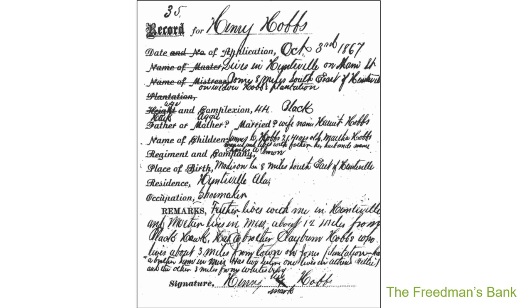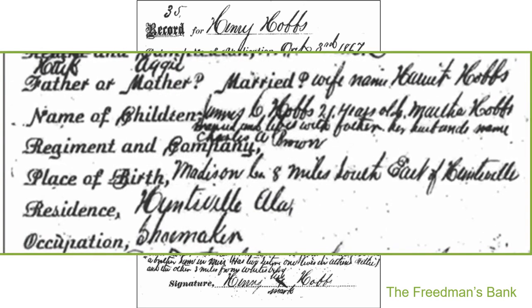The next section states father Hank, mother Aggie, wife name Harriet Hobbs. Name of children James C. Hobbs, 21 years old, Martha Hobbs, married and lives with father. Her husband's name Charles A. Brown. Place of birth Madison County, 8 miles southeast of Huntsville. Residence Huntsville, Alabama. Occupation shoemaker.